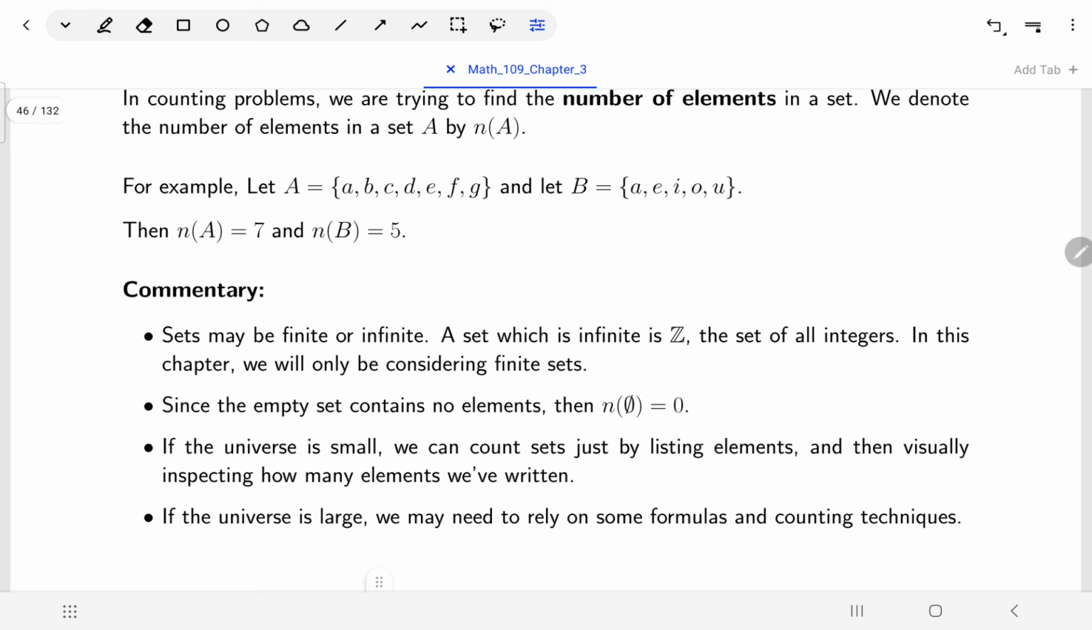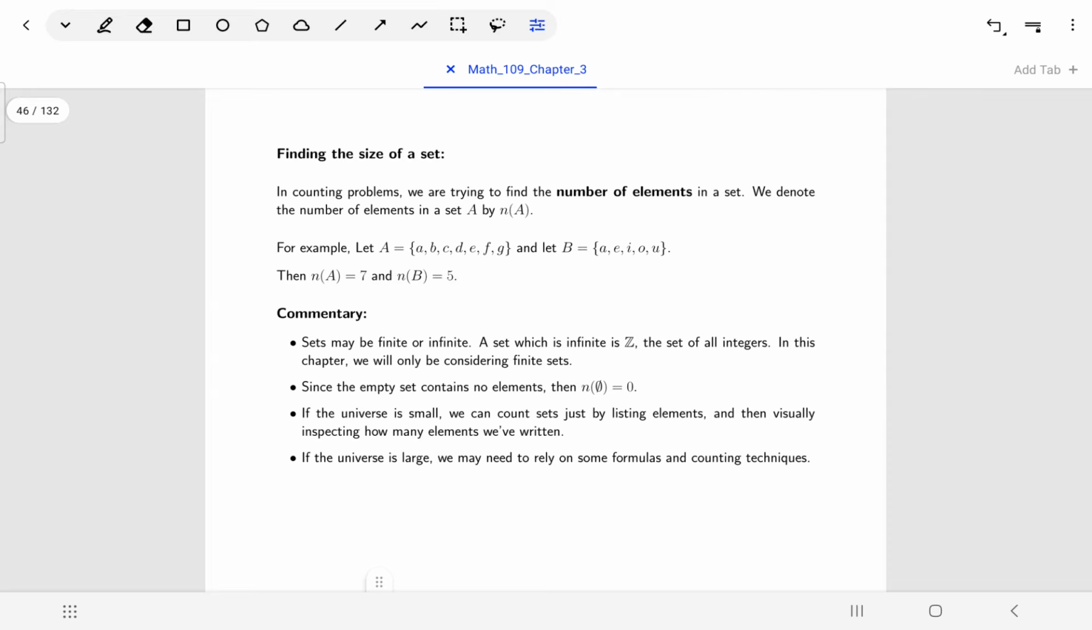Now, if your universe is small and you need to know how many things are in A intersect C, then you could just list everything and then just count everything yourself. For bigger sets, on the other hand, you may not want to list everything. So we may need to have some counting techniques and some formulas to help us out.